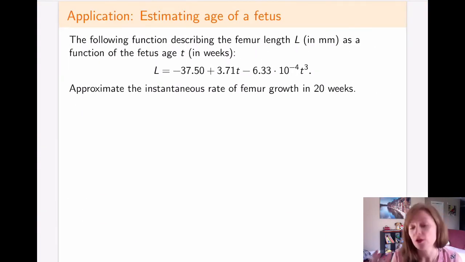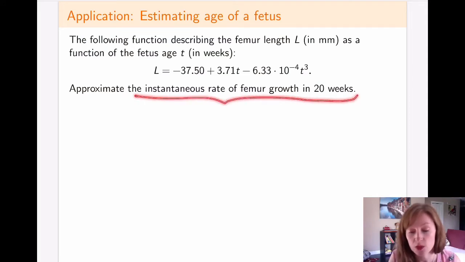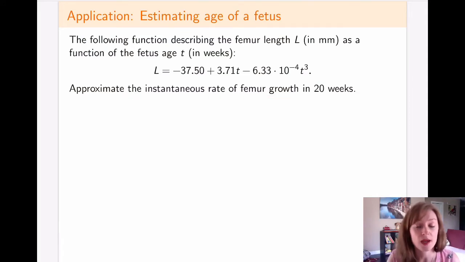If I have an actual function, I can do much better in terms of how closely I want my points to lie. So going back to our application on estimating the age of a fetus and the femur length formula, this is the actual function behind the graph that we saw last time. Here, I am asked to once again approximate, but now the instantaneous rate of femur growth at 20 weeks using the formula as opposed to using the graph that we did last time. Okay, so here I'm still just approximating. We don't yet know how to compute, we're going to talk about it in a little bit, how to compute derivatives exactly. So the best I can do is approximate it.